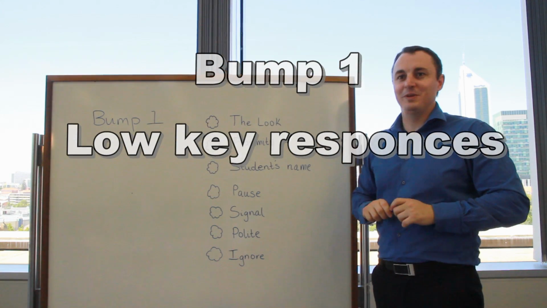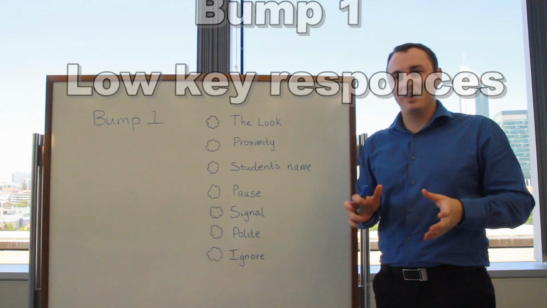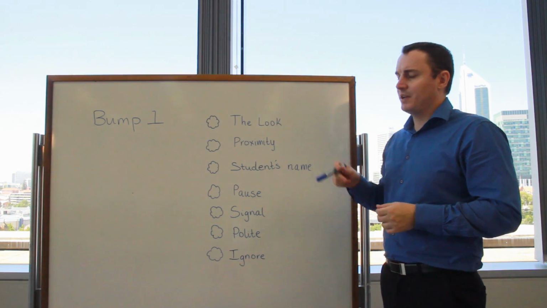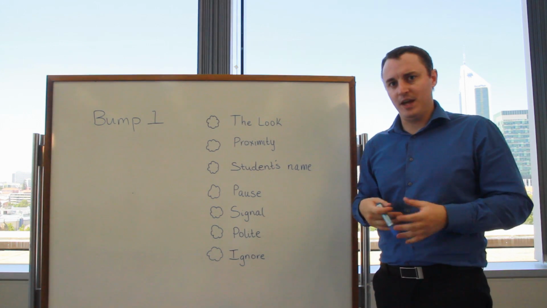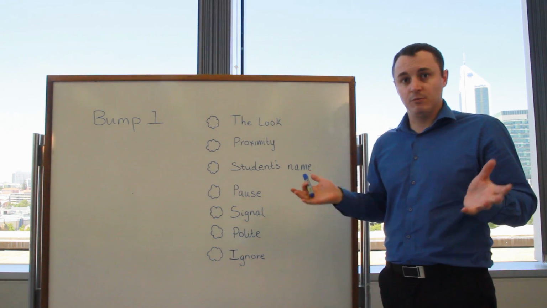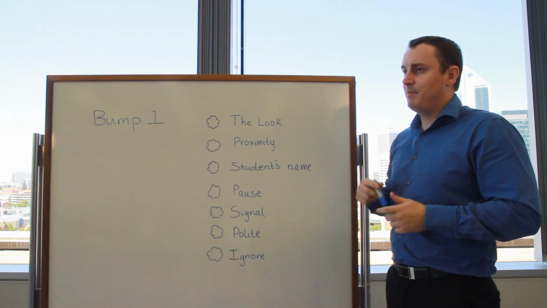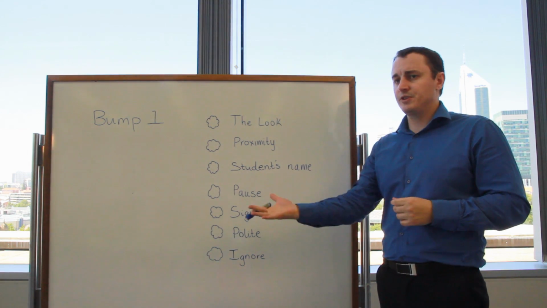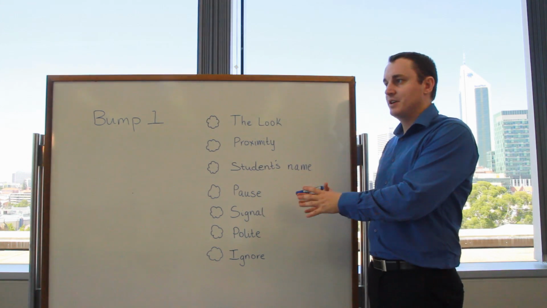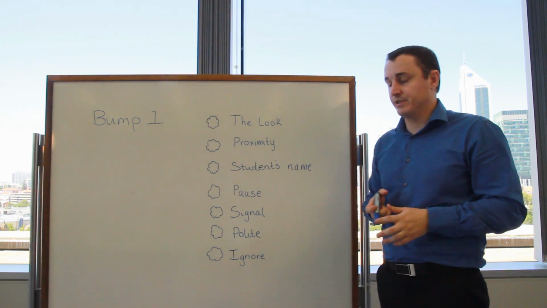The bump method is probably the most proven and tried method of controlling students and managing behaviour in schools. It's relatively old and there are hundreds of different programs out there, but it's one of the all-time favourites that are used across the country and across the world, in fact. The bump method basically says, if a student is misbehaving, the way you react has to be matched at the same level of seriousness.